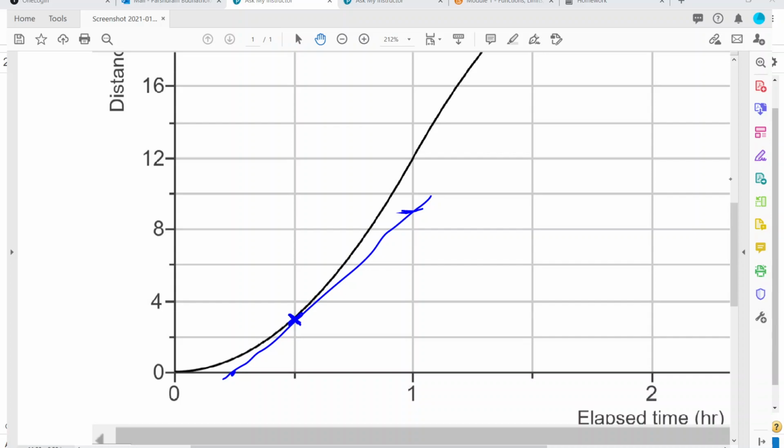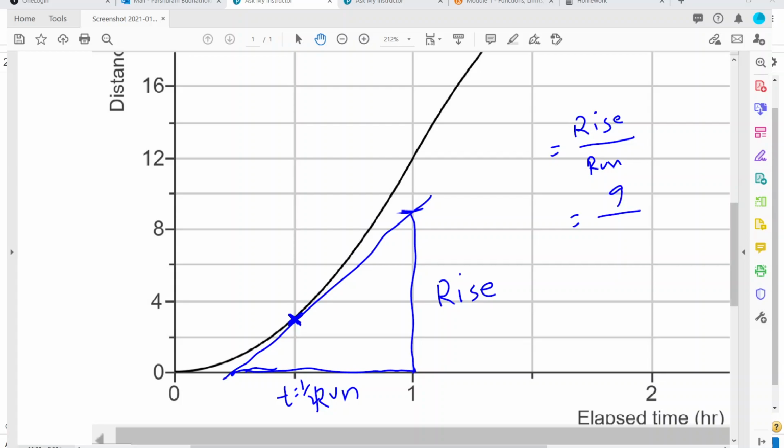So we know the slope of a line is rise over run. So you just have to find out the rise and run units. Here the slope, or instantaneous velocity at time t equal half, is the slope of this line, which is rise over run. And you can see here its rise is 9, and for the run, if you look at these units, you can see that from 0 it's a half and it's a 1.